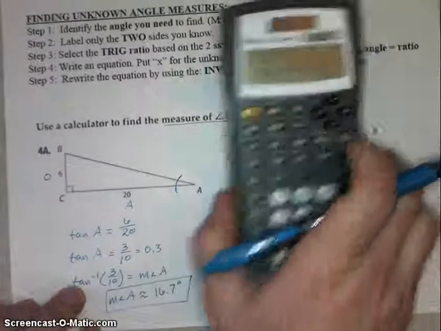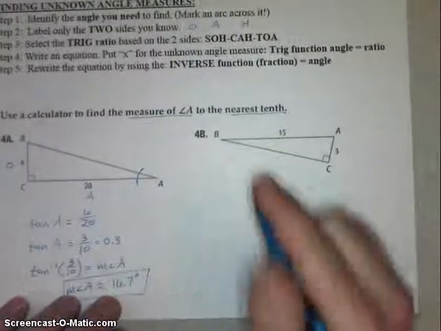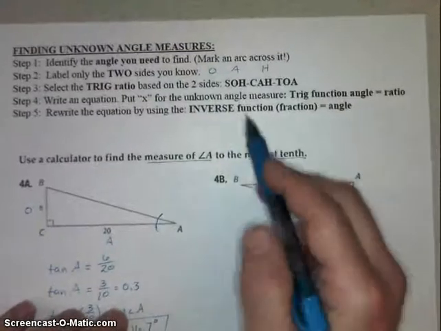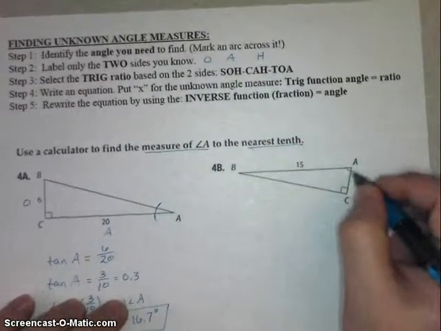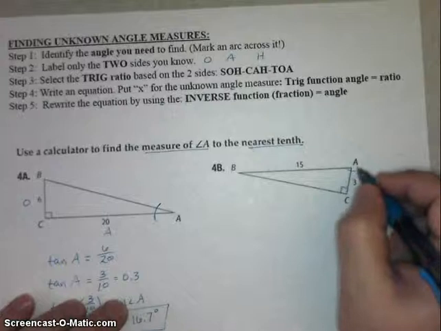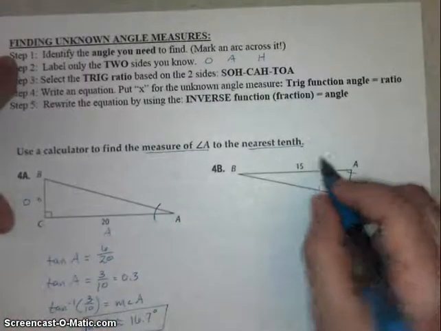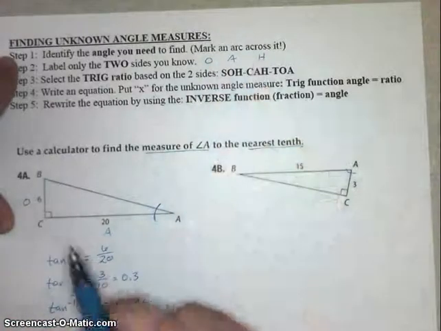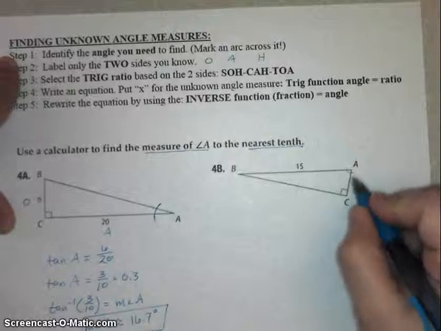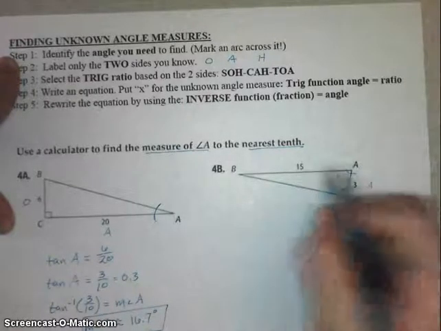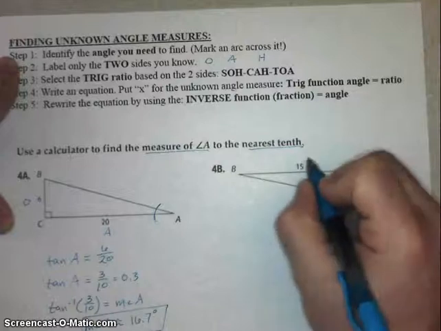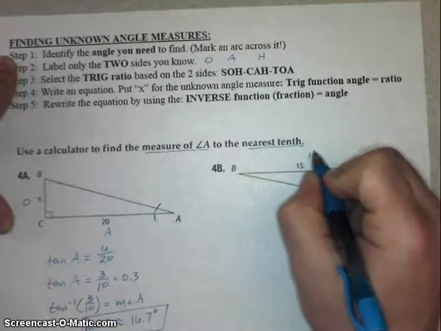Okay? So let's try that again for part B. We're going to mark the reference angle with an arc. So here angle A is that one. So we're looking for the value of angle A. We're going to mark the two given sides as either opposite, adjacent, or hypotenuse. 3 is the leg that is next to angle A, so that is adjacent. 15 is across from the right angle, so that is the hypotenuse.